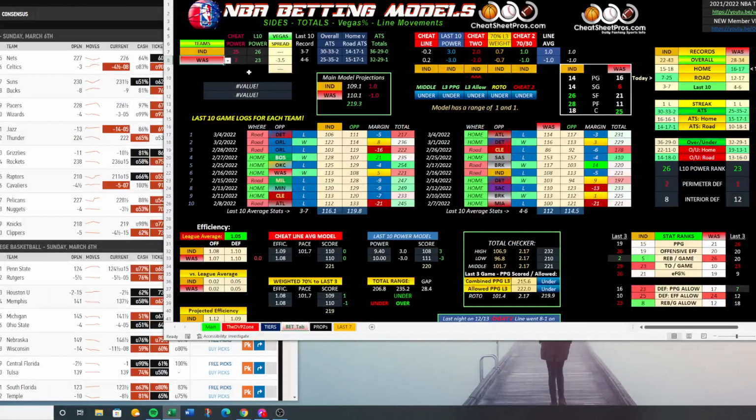And then coming down, Indy at Washington. I don't really have a side here. Washington's -3.5. Our model has it close, so it's kind of a wash for me. You can see both of these teams. So Washington's lost 3 of the last 4, and then Indy's lost 2 of the last 3. So they're kind of up and down.